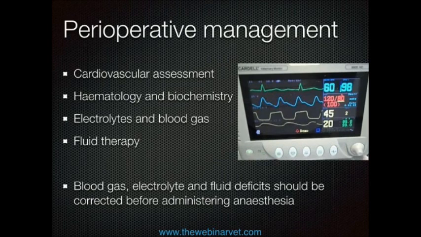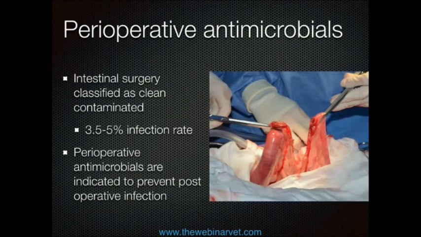Now, getting straight into the perioperative antimicrobials. When we look at intestinal surgery, there's different classifications for different surgeries, and intestinal surgery is classified as being clean contaminated. And that is associated overall with an infection rate of somewhere around about 3.5% to 5%. Okay, and so that's not an insignificant number.